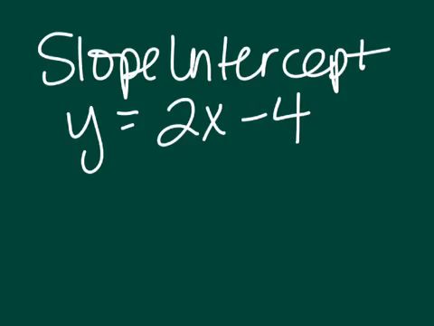Let's try graphing that. So we know that this is our slope. The number that's in front of the x is always our slope. And then the constant here is our y-intercept or our beginning point, and that's always where we're going to begin. Okay? So let's draw a quick graph of that.